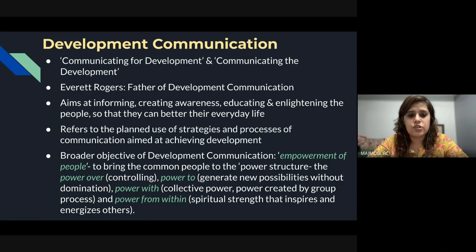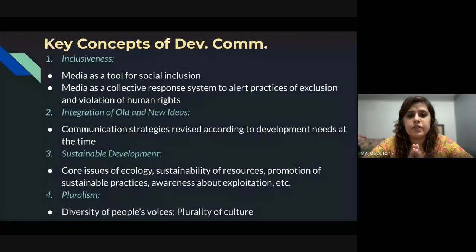So, development communication aims exactly at informing, creating awareness, educating, and enlightening the people so that they can better their everyday life. It also refers to the planned use of strategies and processes of communication aimed at achieving development. The key concepts of development communication. The first is inclusiveness. Why inclusiveness? Because unless one and all are equal and they are coming under one umbrella, we would not be able to really get into the essential definition of development.